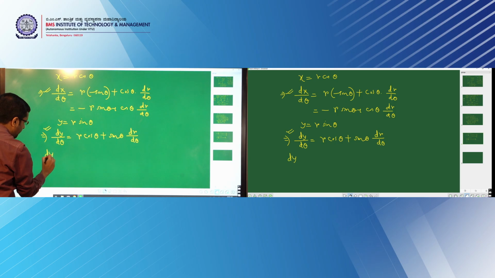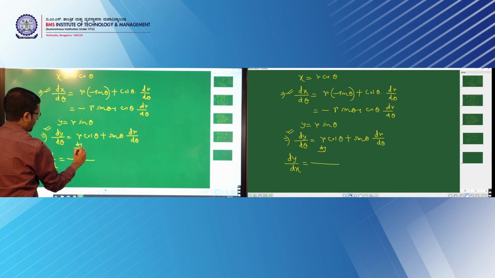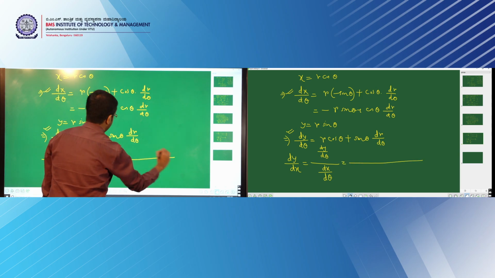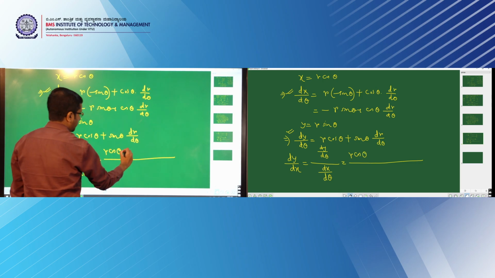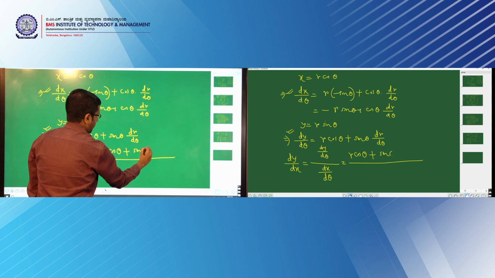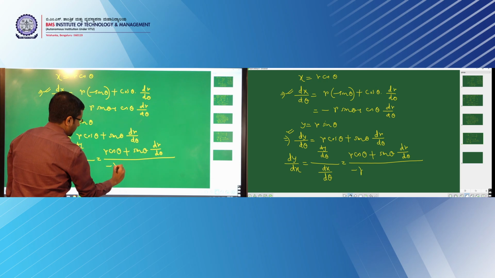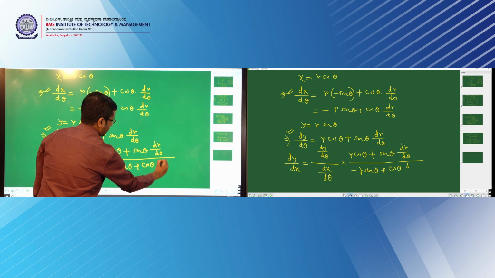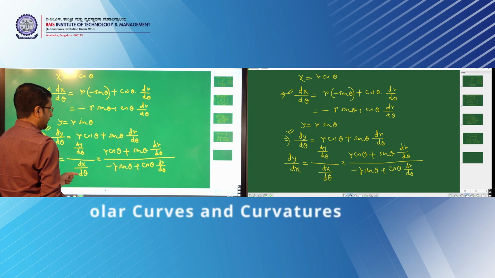How to find dy by dx? We will just divide. So we write dy by d theta, whole divided by dx by d theta. Write this expression correctly, don't make any mistake. The numerator will be r cos theta plus sin theta dr by d theta, divided by minus r sin theta plus cos theta dr by d theta. Carefully write the dy by d theta term in the numerator and the dx by d theta term in the denominator.